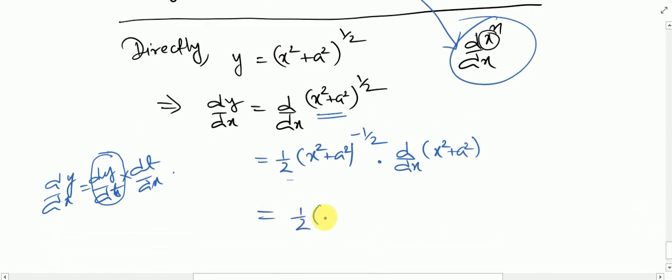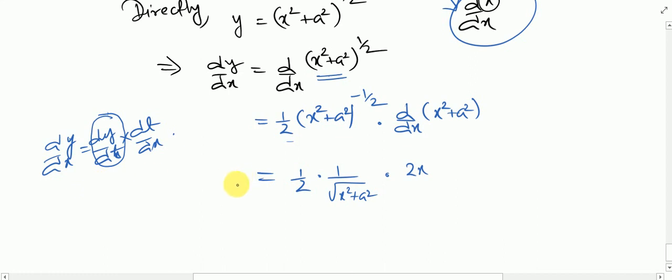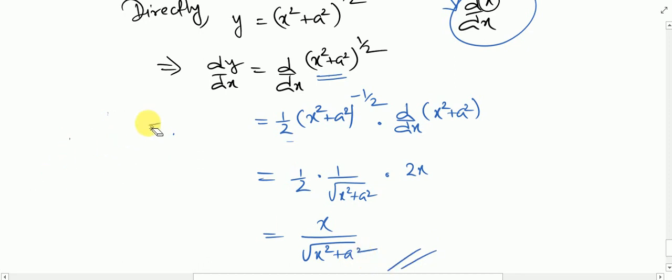Now half x square plus a square, so this is minus half, so this will go in the denominator, so you get this x square plus a square, and when you differentiate you get 2x. A is constant, so 0. A square is also constant, so its differentiation is 0. So this 2 and this 2 cancel, and you are left with x upon under root x square plus a square. This is the answer.